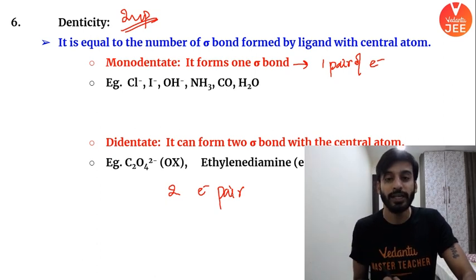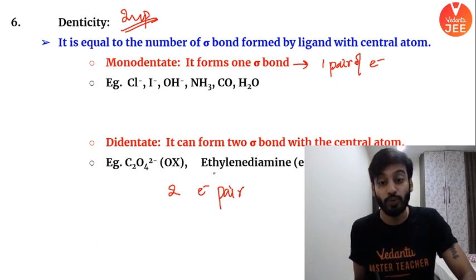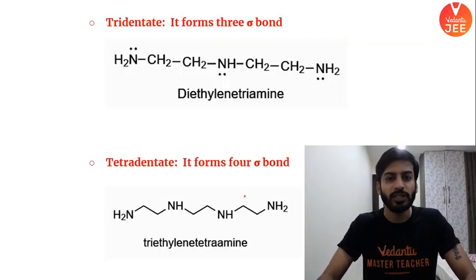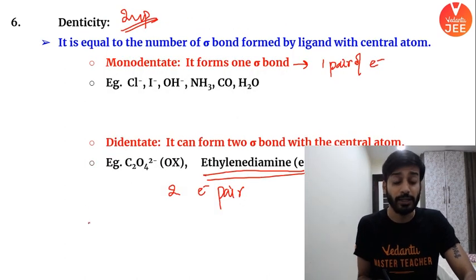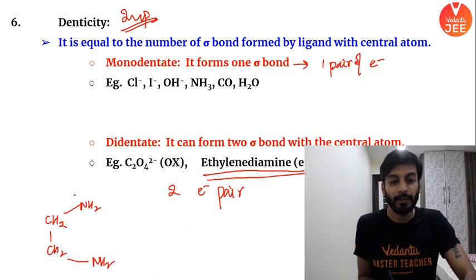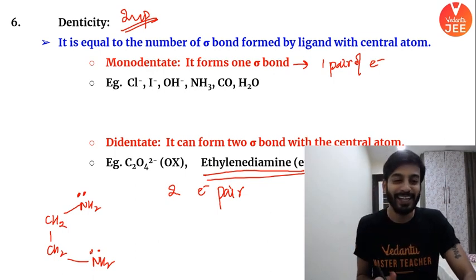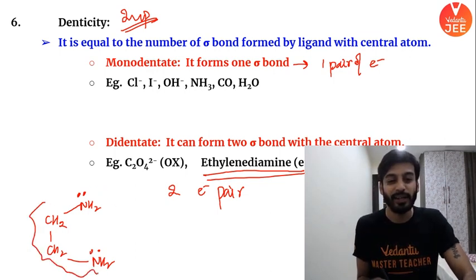Examples are oxalate and ethylene diamine. This is very, very important. I'll show you the structure as well. So let me write it down. This is the structure of ethylene diamine. Ethylene means two carbons, and diamine means the amine group is present two times, right? This is called ethylene diamine.